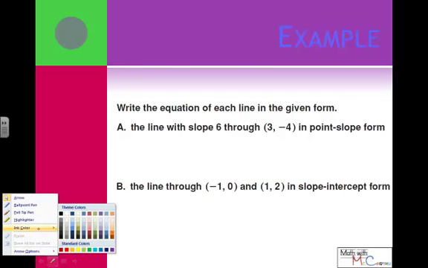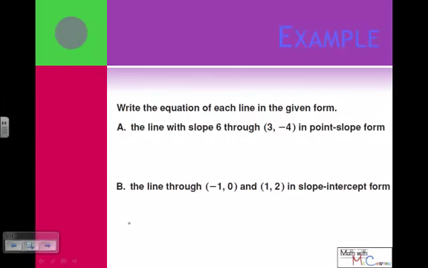So here, it says write the equation of the line in the given form. We need the equation of the line that has a slope of 6 that passes through the point 3, negative 4 in point-slope form. So just to recall, point-slope form is y minus y1 equals m times x minus x1. We know the slope and we know y1. y1 is negative 4, so y minus negative 4 equals the slope, which is 6, times x minus x1, which is 3.